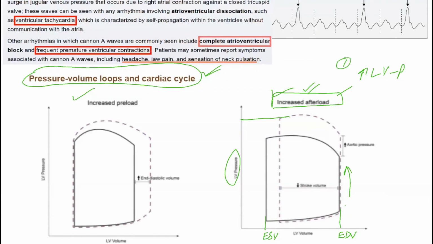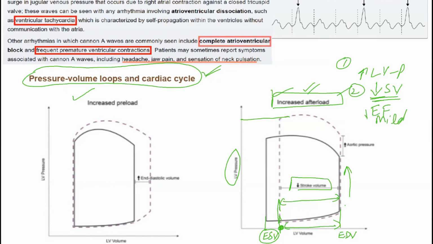What will be the second change? Decreased stroke volume. Why? You can see in this picture that the new curve is here. This was the normal end systolic volume, but the new volume is at this level, so the space between this and this is decreased, meaning the stroke volume decreases. So with increased afterload and increased peripheral vascular resistance, the stroke volume decreases. Next, the ejection fraction is also slightly decreased.